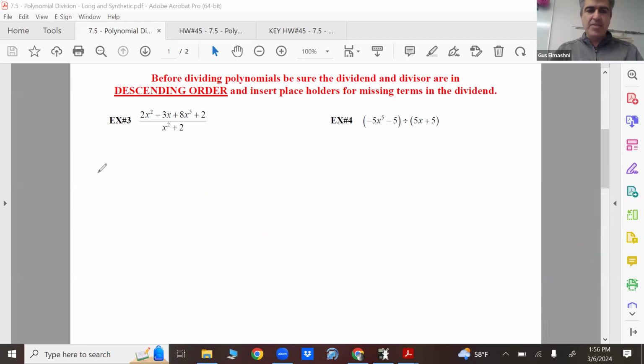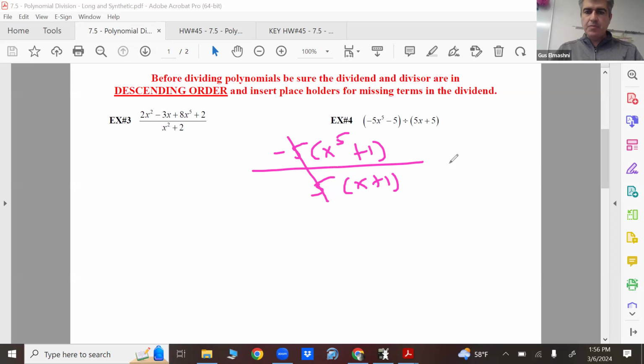All right, Example 4. This should be quicker. I can factor out 5 from the, actually, let's just factor out -5 from the top, and 5 from the bottom here. And those cancel. So really what you've got is -x to the 5th. Now I'm going to do the division.